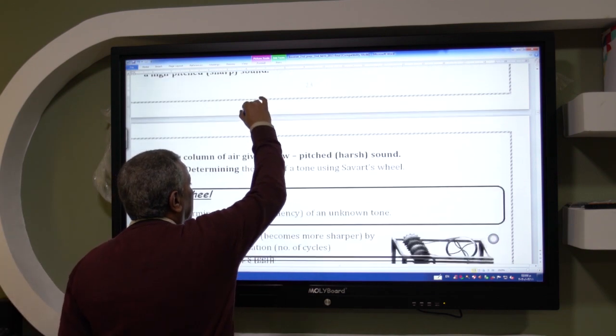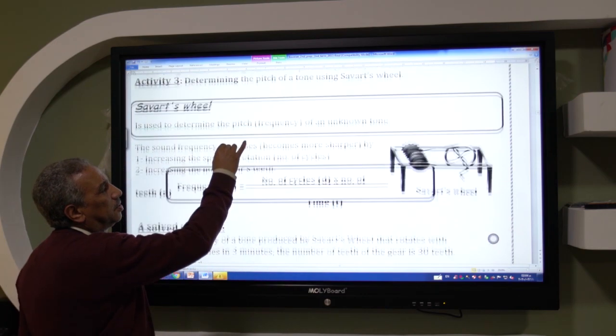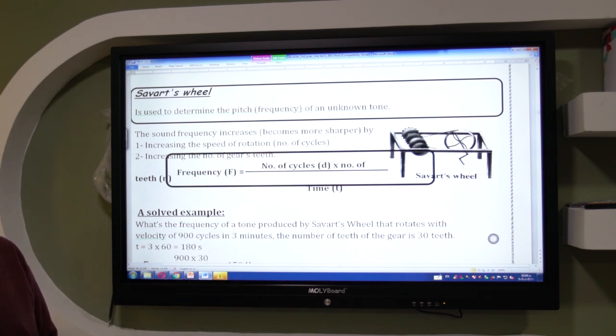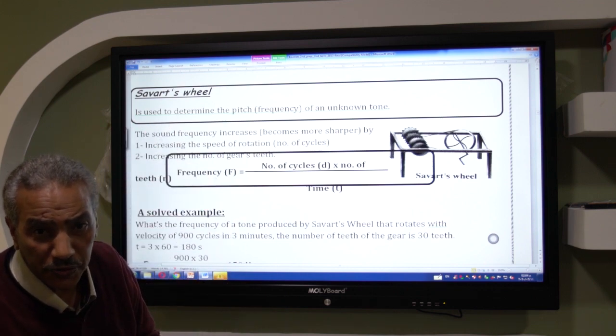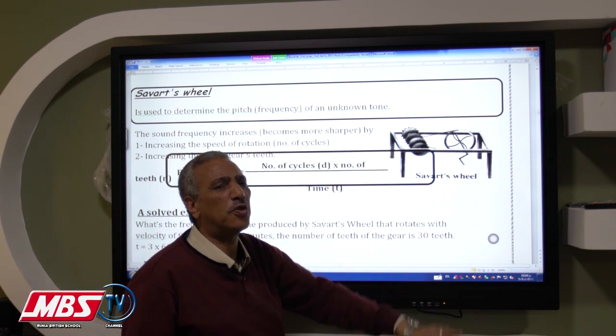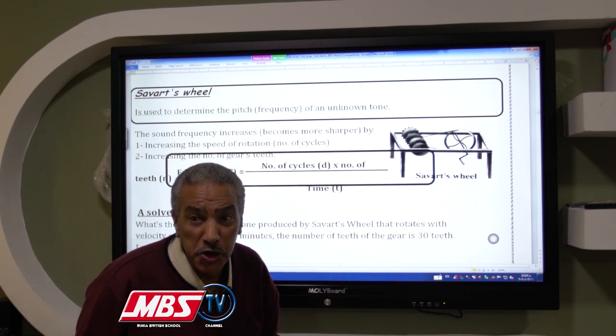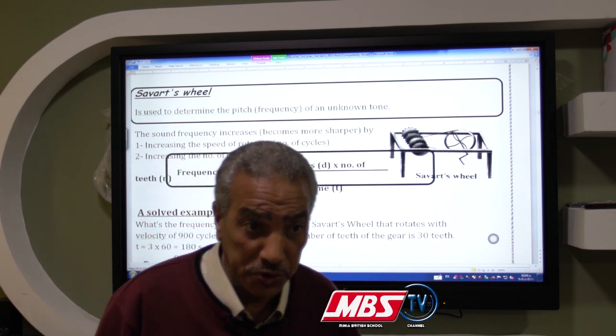Right? The last thing: who can prove that? One called Savart made a wheel, called Savart's wheel. Savart's wheel will prove that the sound pitch depends on the frequency. The sound pitch will change according to the change of the frequency.